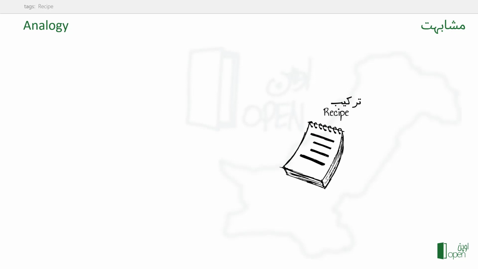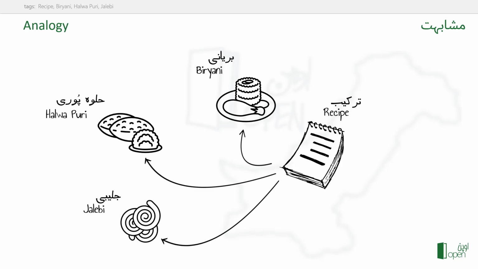The analogy we can use for computer programming is of a food recipe. A food recipe is just a set of instructions to prepare a food item. Food items include dishes like biryani, halwa puri, jalebi, etc. Each recipe is meant to prepare an individual food item.